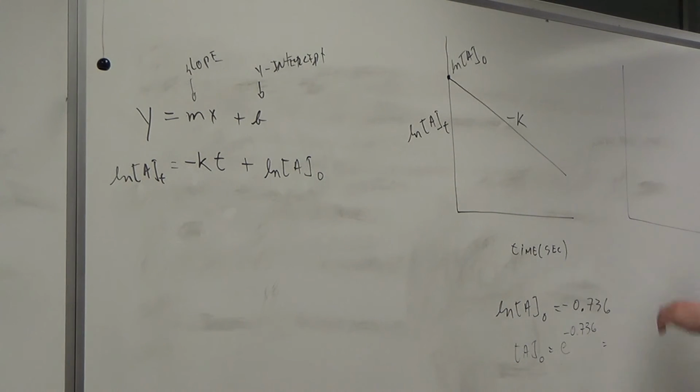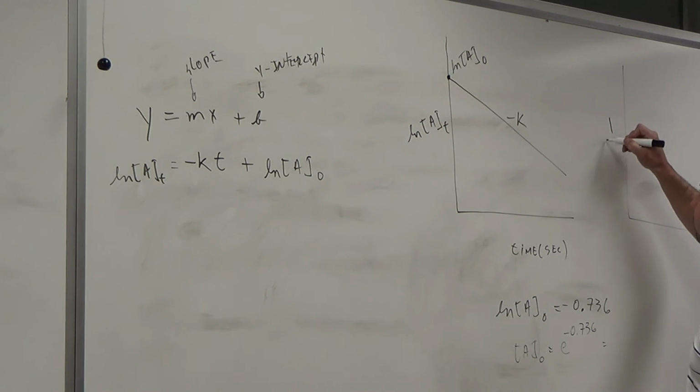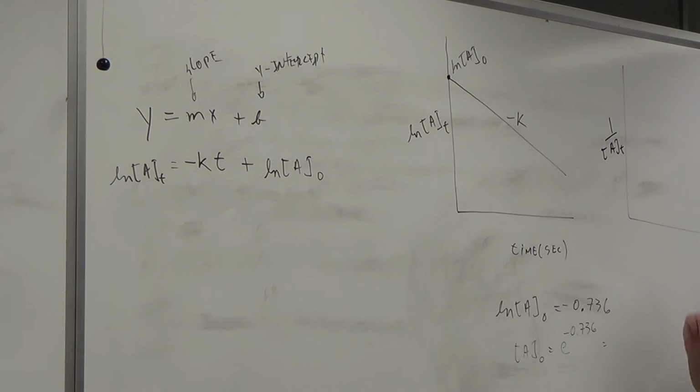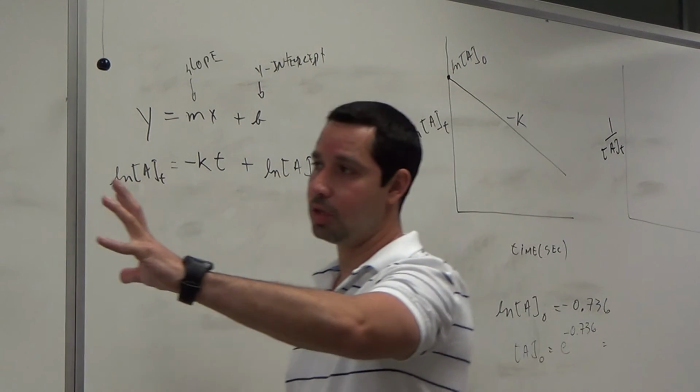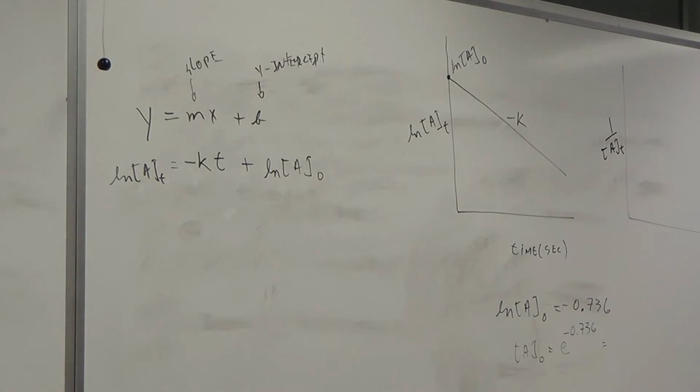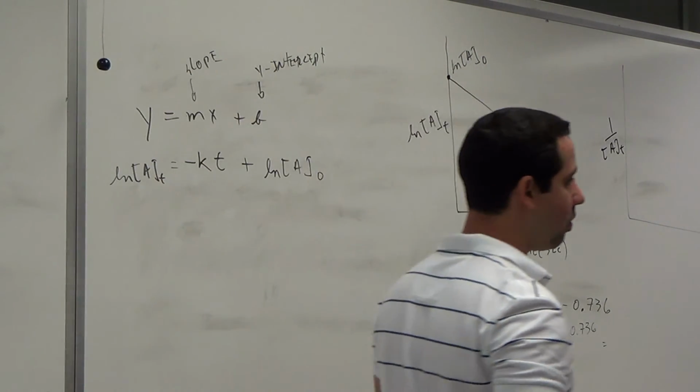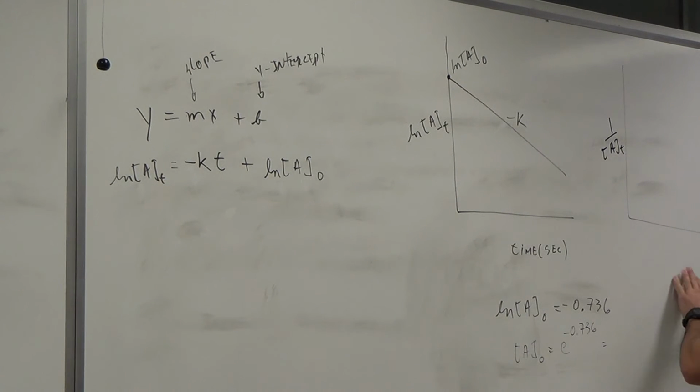What do I write here? 1 over A. That's right, 1 over AT. Very nice. She paid attention. Why do I write 1 over AT for second order? Because the y is this stuff here. Yes? And then, what do I write down here? Times that. Times. Very good.